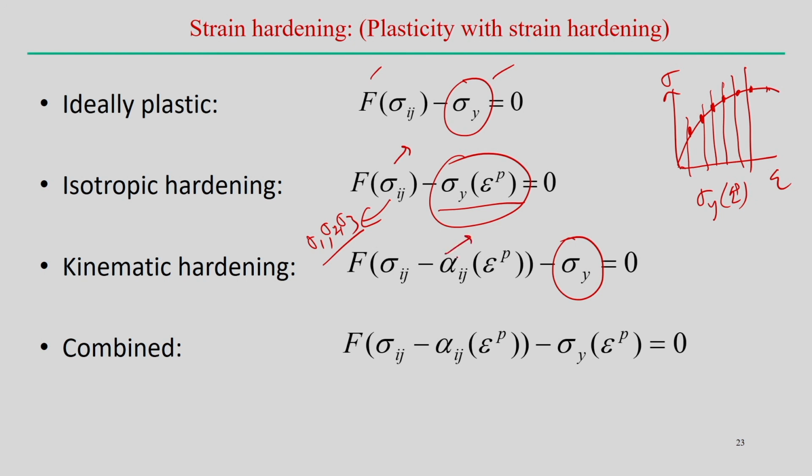That translation is taken care of by sigma ij minus alpha ij, and alpha ij is the parameter that determines how the translation happens in these cases. It can be a function of the plastic strain, but the yield stress remains constant, the same value. In this functional form the kinematic hardening effect can be represented, and combining these two, where the yield stress is also evolving, we get the isotropic and kinematic hardening rule, which can be applied during the plastic deformation of a particular process.